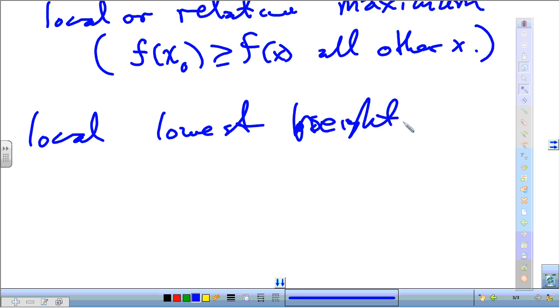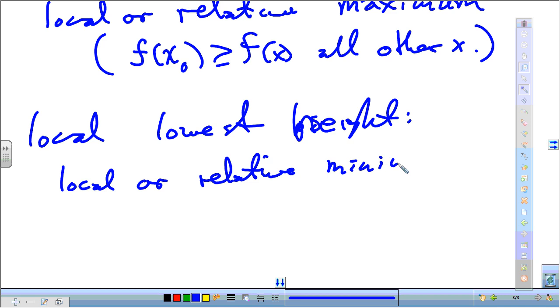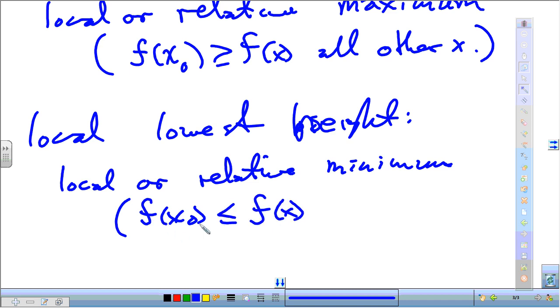And the local lowest height we would call a local or relative. We will use either term interchangeably. Minimum is the general math term for such a creature. So at a particular x, that minimum height would occur because it is less than or equal to in height everything else.